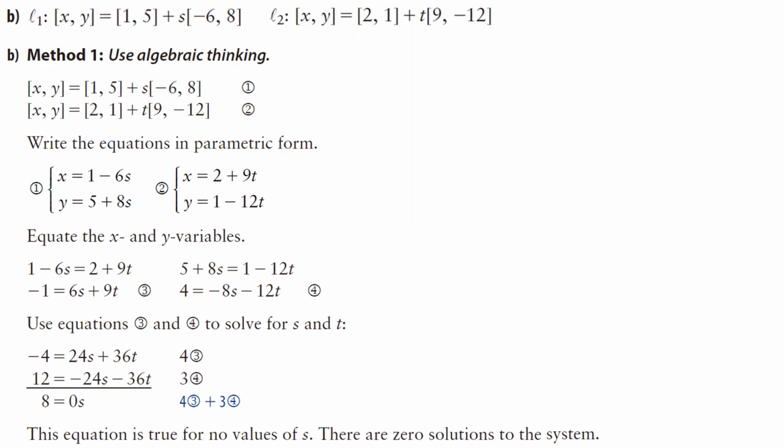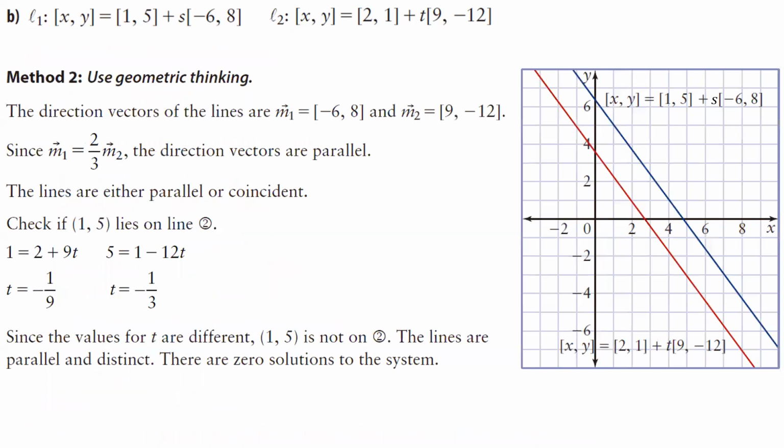Otherwise, they are coincident or intersect at a certain point. Okay, you can also use geometric thinking like this. The direction vectors of the line are m1, which is negative 6, 8, and m2, which is 9, negative 12. Since m1 equals 2/3 of m2, the directions are parallel. The lines are either parallel or coincident.